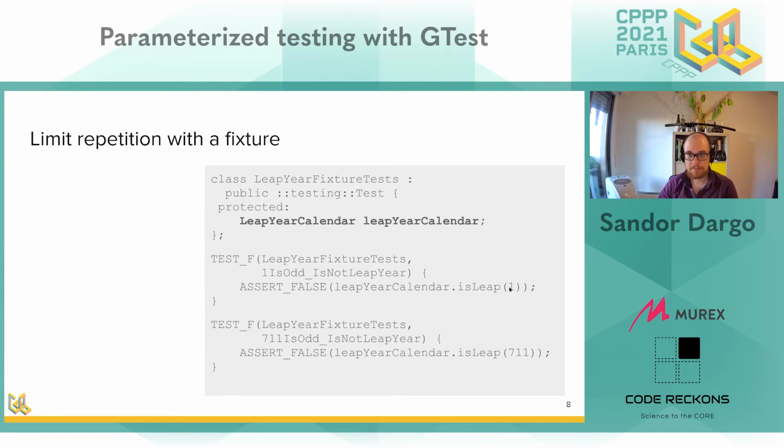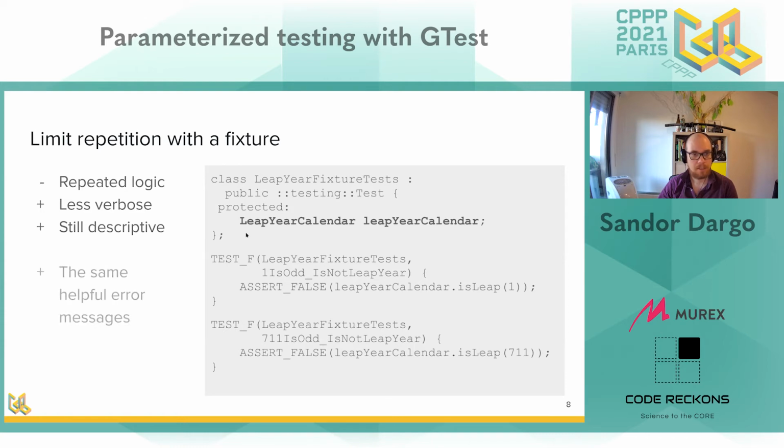Otherwise, you still have the same names, you still have the same numbers here, you see. The logic is still repeated. But at least we could factor out some parts. So overall, it's less verbose, while we keep the description. So it's still descriptive, and we get the very same error messages, which are quite helpful. And as they are the same, I don't even bother you with showing that. You can test it if you download the code samples.